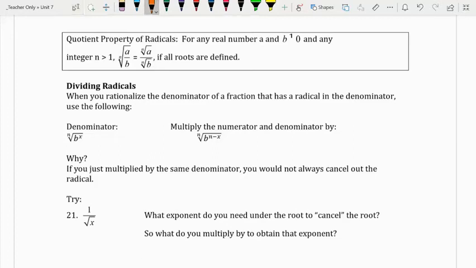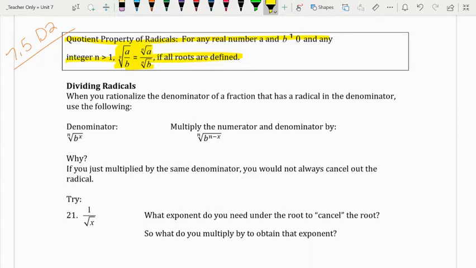So this is actually 7.5 day 2. This is where we kind of cut it off. So we're going to talk about the quotient property of radicals. Basically what's happening here is if you have a fraction underneath a radical, you can split it up into the radical of the numerator and then the radical of the denominator.